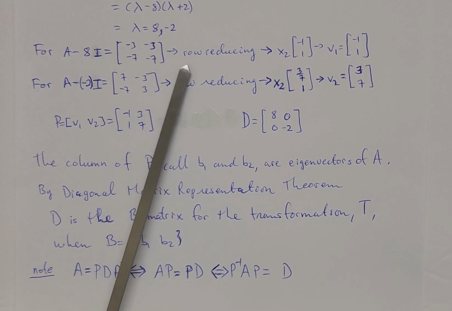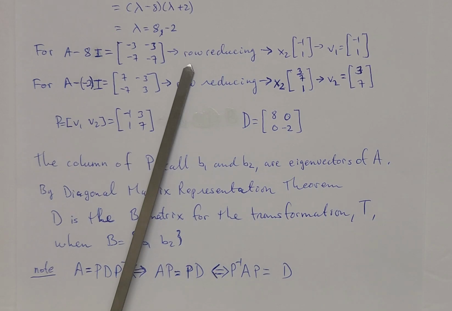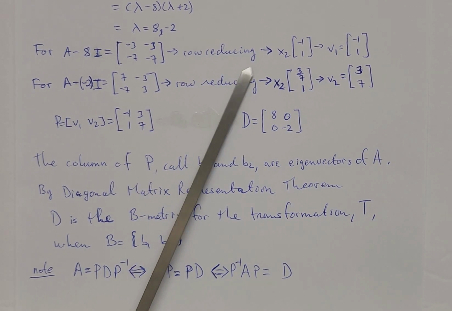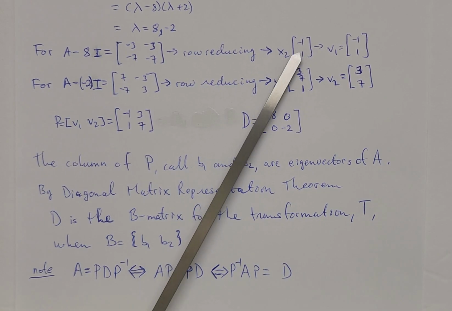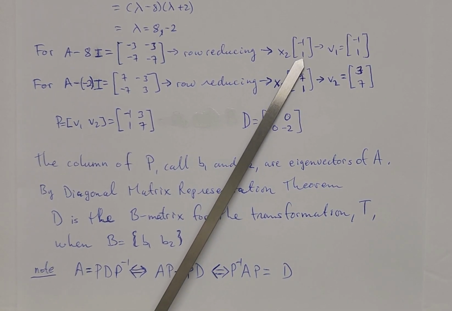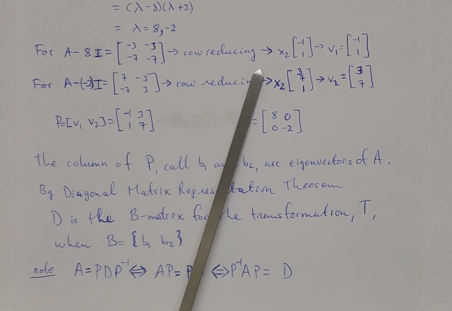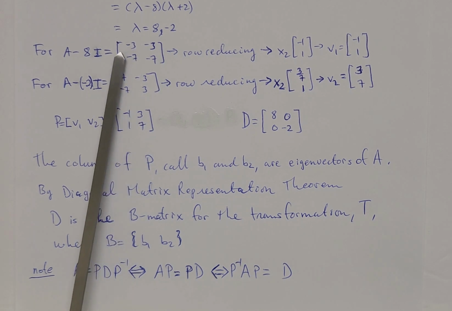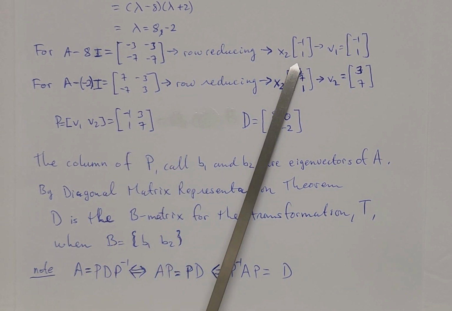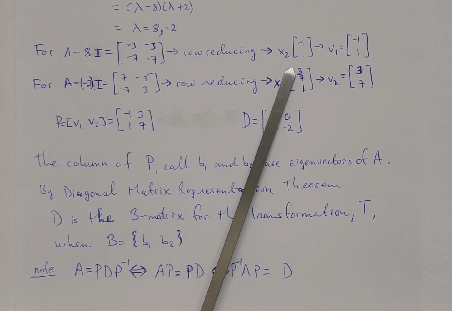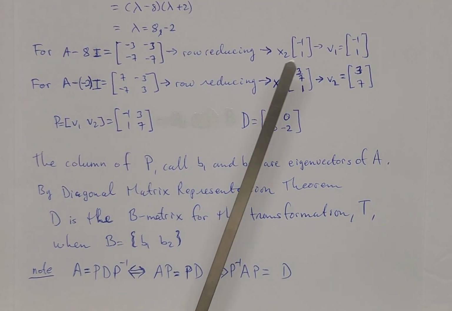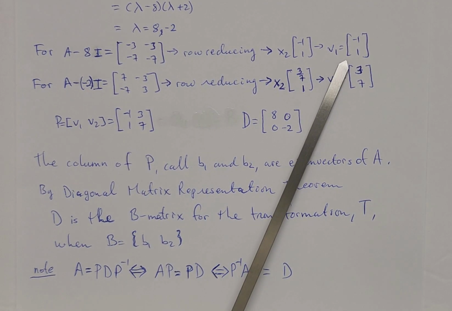Take this matrix, do row operations, and then whatever is left, make sure you know how to write it out as a vector. So it comes out to be negative 1, 1. Again, go back to the other lessons. How did we change this into this? By row operations, write it in x2 terms, and then after that write it as a vector.